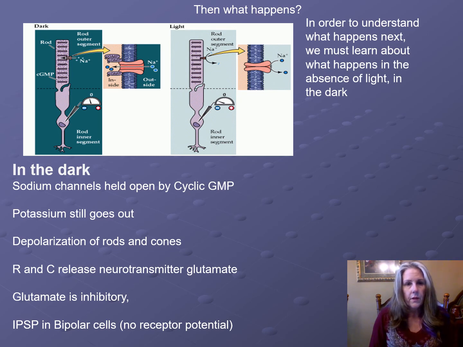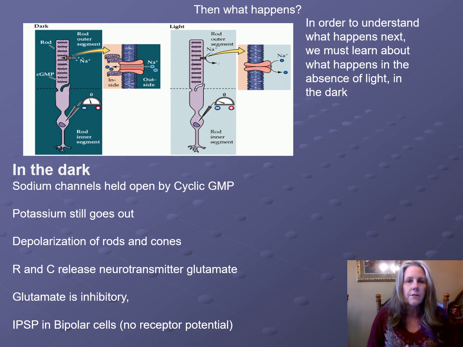Now, we have the photoreceptors, and the photoreceptors are going to form a synapse with another type of neuron. And that neuron is known as a bipolar cell. So let's back it up again. Take a look at the picture. We have a rod here. The sodium channel is being held open by cyclic GMP. It causes sodium to go in, potassium to go out, and you're getting a depolarization event.